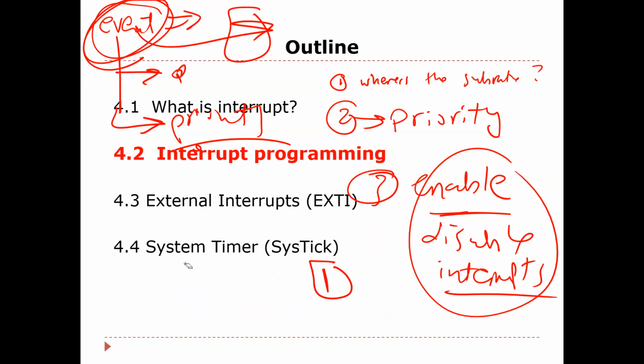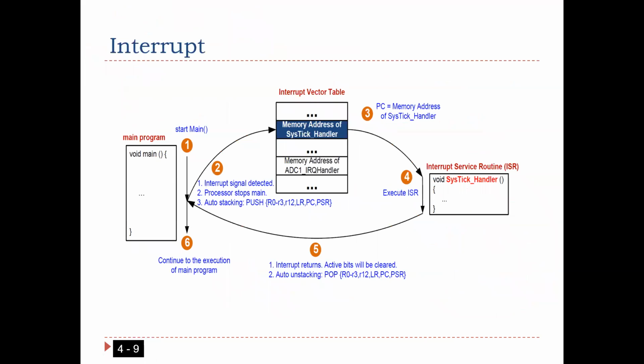So we have 4 questions now, and I'm gonna talk about them in some details. Number 1, where is the interrupt subroutine, the location in memory. Number 2, priority. Number 3, enable or disable. Number 4, what we call the interrupt flag bit. So anyway, let's go through it.